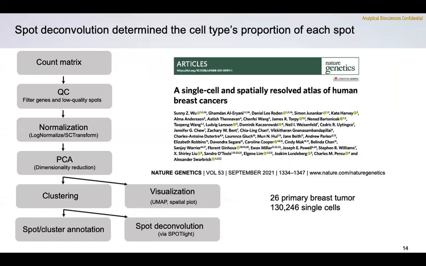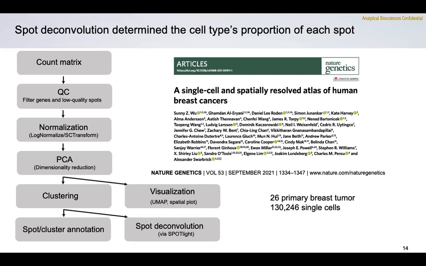The next step, we performed spot deconvolution. As you know, in Visium, each spot is not exactly one cell. It's composed of 5 to 10 different cells. By spot deconvolution, we can infer how many cells and how many different cell types exist within each capture location. To do that, we use SPOTlight. There are different computational tools to do that, and we used SPOTlight.